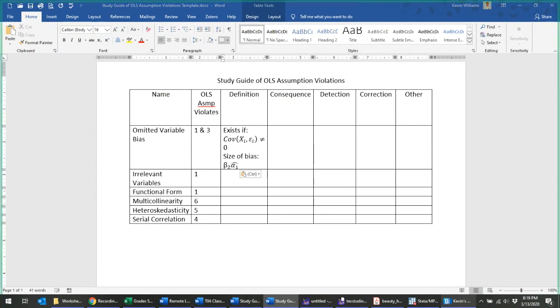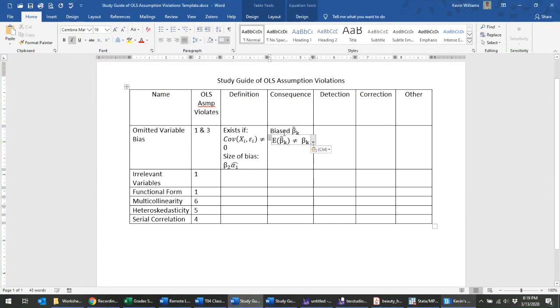Anytime we violate an OLS assumption, there's going to be a consequence of that violation. In this case, the consequence is that our slope estimate is wrong. We get biased estimates of the relationships between x and y.